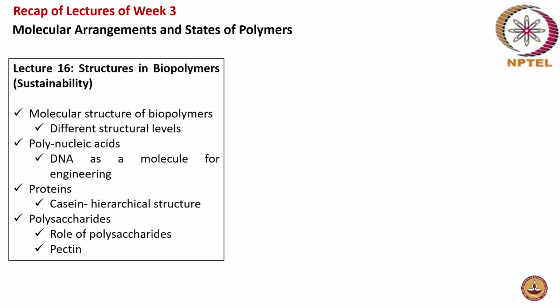Okay. Now next, again, next is a recap of lectures of week 3. So lectures of week 3 started with molecular arrangements and states of polymers. So structures in biopolymers, right? So molecular structure of biopolymers, different structural levels. You have primary bond level, and then secondary, how they twist and orient, and then they form 3D structures. So primary, secondary, tertiary, and quaternary level of structures in case of biopolymers, right?